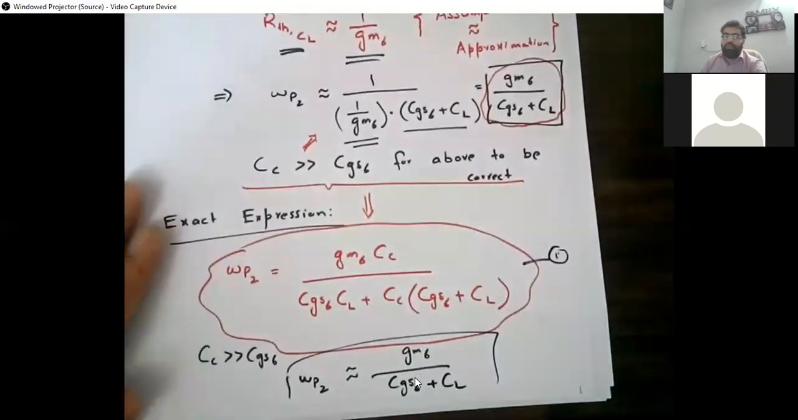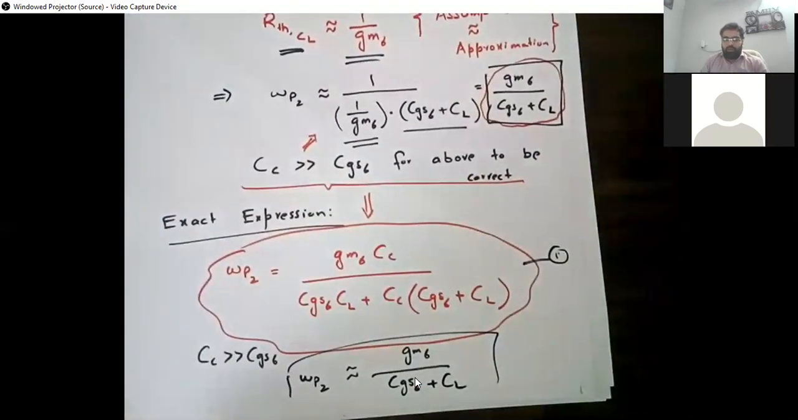So this point is clear to everyone that omega P2 also shifts more towards the right hand side as compared to without the compensation part, and that's going to help us in the phase margin. Based on the condition, the CC, the compensation capacitor, which we as a designer are placing, is very much bigger than CGS6, which was a parasitic capacitance.